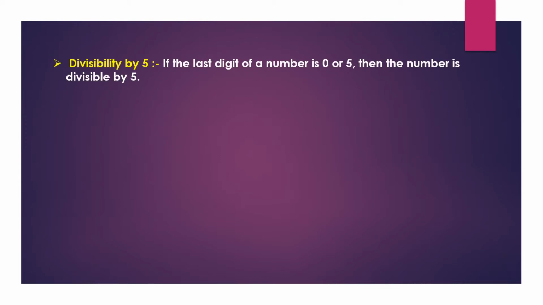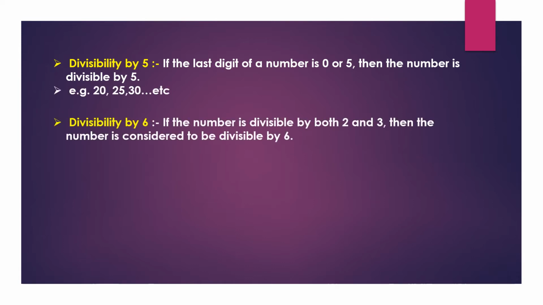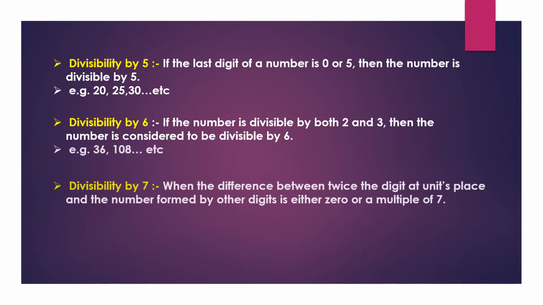Now talking about divisibility by 5. If the last digit of a number is 0 or 5, then the number is divisible by 5. For example, 20, 25, 30, 35, 40, and so on. Divisibility by 6. If the number is divisible by both 2 and 3, then the number is considered to be divisible by 6. For example, numbers like 36, 108, etc.